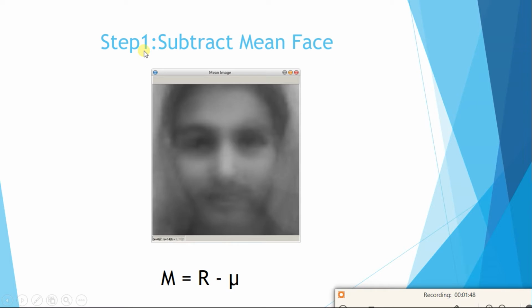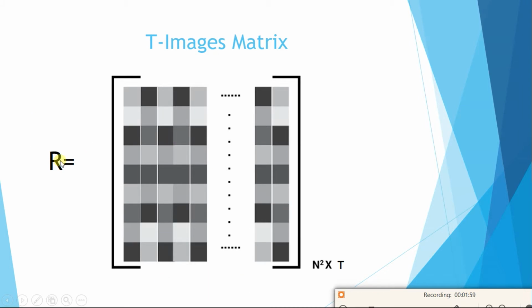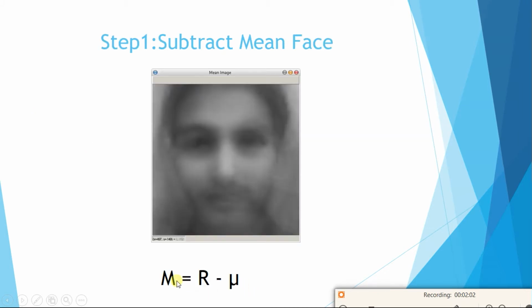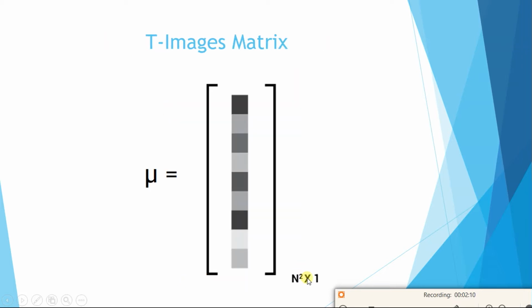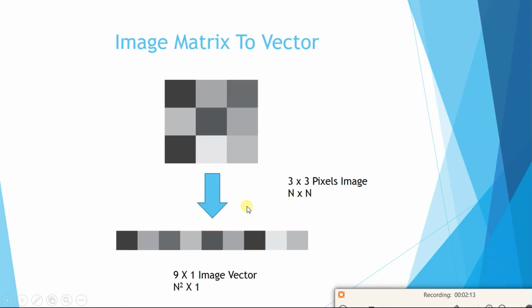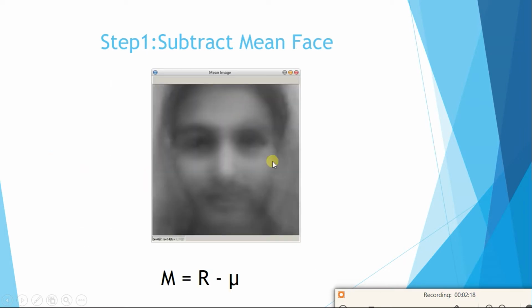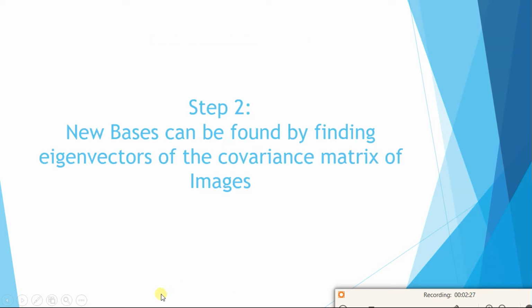Step 1 to achieve our target is to subtract the mean face. Our original image matrix is R, and after subtracting the mu vector it becomes M. This is our mean: a vector of means, n square cross 1, and we can convert it back into n by n by arranging it back into matrix form, and display it like an image. So this is our mean face, and we subtract it from the original images. So now our matrix becomes M.